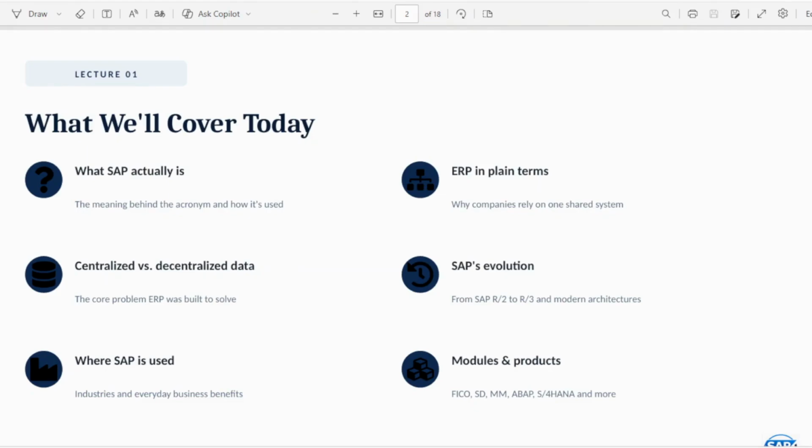Before we begin, let me quickly tell you what we will cover in this lecture. First, we will understand what SAP actually is. Then we will talk about ERP in simple words. After that, we will look at the difference between centralized and decentralized systems. This is actually a very important concept. Then we will go through SAP history and how it started and how it grew. And finally, at the end, we will look at where SAP is used and the different modules and products SAP offers. Let's start from the beginning.